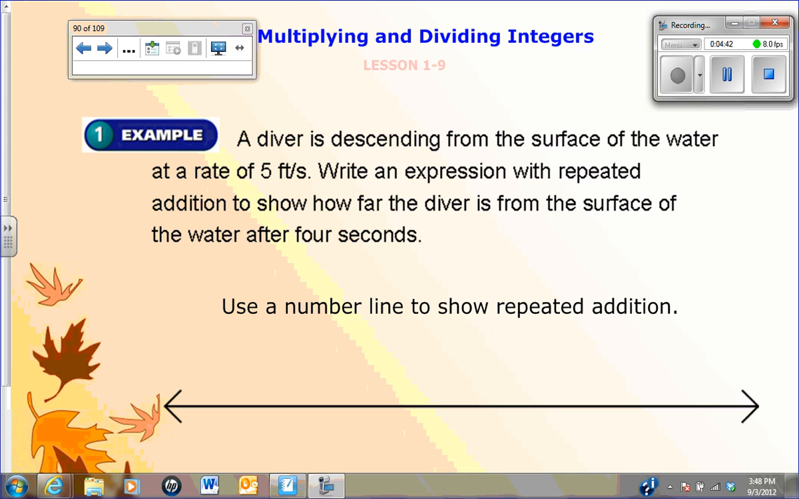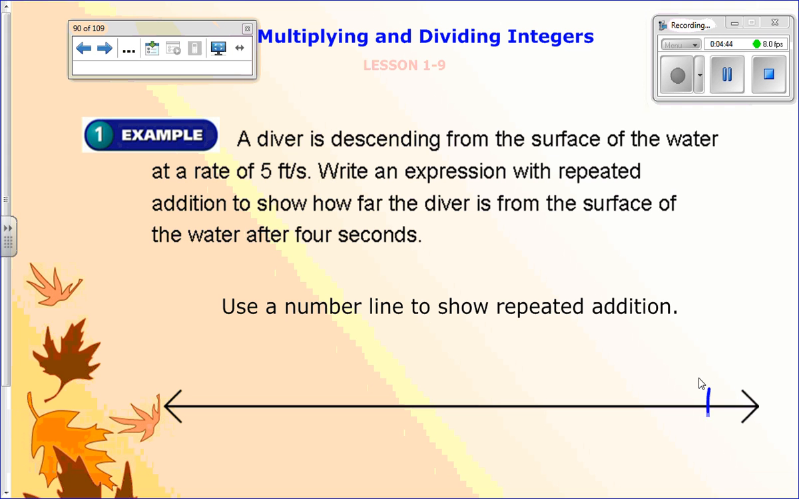So again, I know that this diver is going to start at 0, because when they're at the top of the water, they're at 0 feet right now. And I know that he's descending, meaning he's going lower. So I'm going to be dealing with negative numbers here. All right, so this is per second, basically. So he can go down at 5 feet per second. So after 1 second, he's 5 feet below. So it should be negative five.